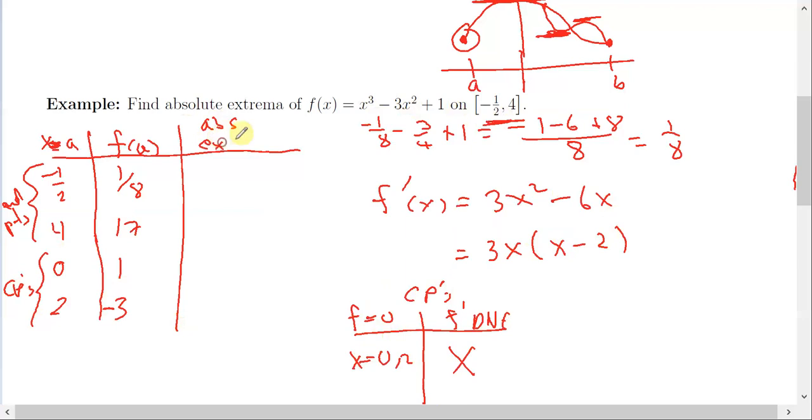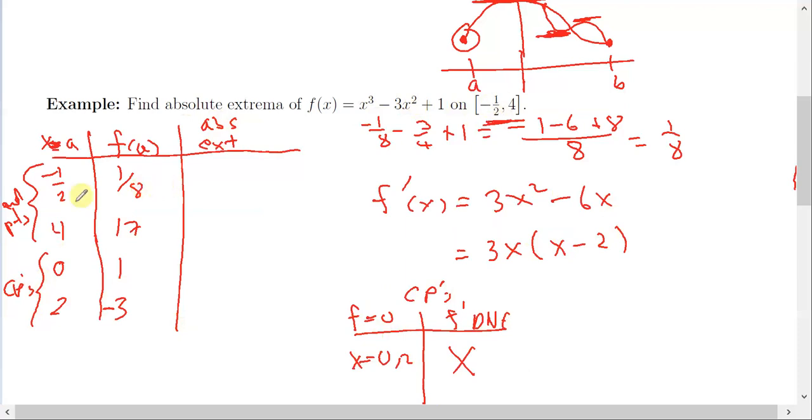This is all just about the absolute extrema. We're not doing the local extrema yet. I just figure out which of these is the absolute max and which is the absolute min. If there is an absolute max or a min, they have to occur at the endpoint or at a critical point. And there are absolute max and min because it's a continuous function on a closed interval.